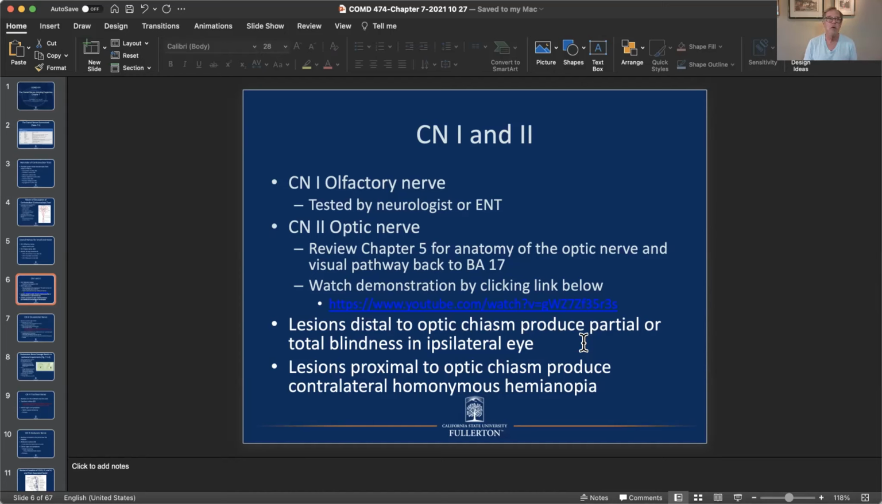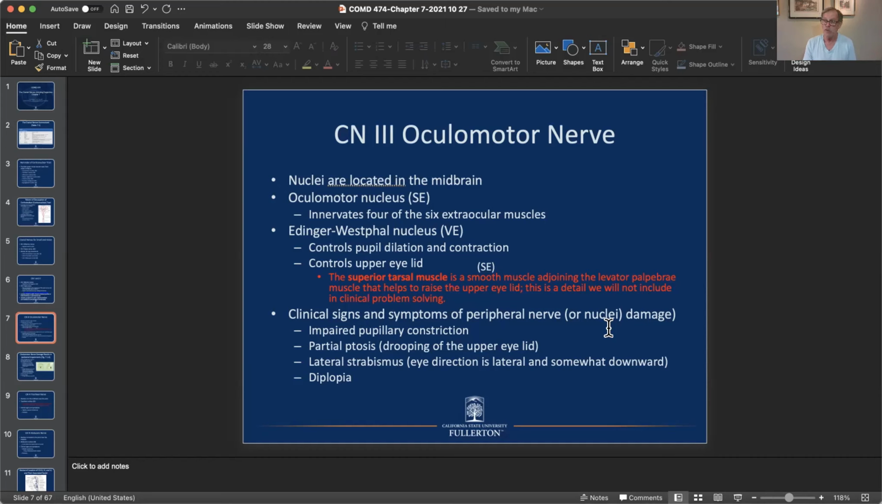The nerve also carries visceral efferent neurons, and the nucleus for those visceral efferent neurons, that is where their cell bodies are located, is the Edinger-Westphal nucleus. It's right next to the oculomotor nucleus in the midbrain. And what that does is two things. It controls the pupil size, the dilation and contraction of the pupil in response to light, and it also controls the upper eyelid. So if you have a palsy of this nerve, you will see a drooping of the eyelid because the muscle inside the eyelid is weak. The name of the muscle is the superior tarsal muscle. It is a smooth muscle, not a striated muscle. And you'll note that I have put it in red.